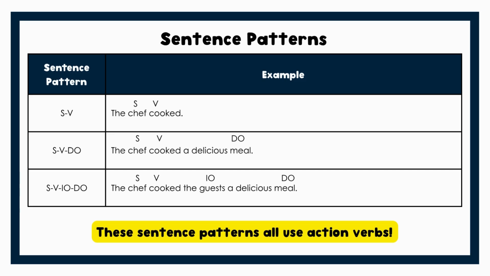Notice that all of these sentences use action verbs and build on each other. My first sentence was pretty basic, but I added on more information with each sentence pattern. In the second sentence, I added an adjective plus a direct object to say delicious meal. And in the third sentence, I added on to say who the chef was cooking for, which I didn't have in any of my sentences previously.